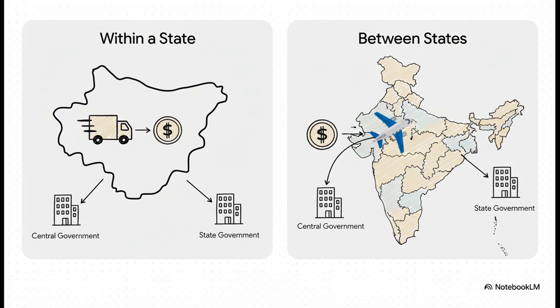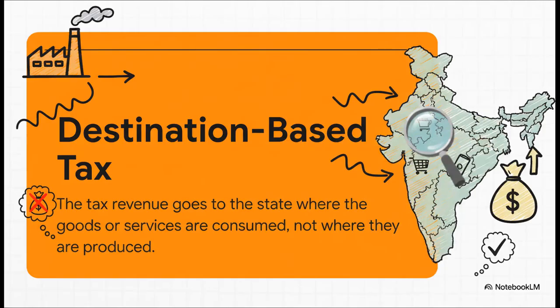Well, if a sale happens within the same state, say Mumbai to Pune, the total GST gets split right down the middle, 50-50. Half goes to the central government as CGST, and the other half goes to the Maharashtra government as SGST. But what if the sale is between states, like from Tamil Nadu to Andhra Pradesh? Then a single tax called IGST, or Integrated GST, is charged. The central government collects it all and then makes sure the state's share gets to the destination state, in this case, Andhra Pradesh.